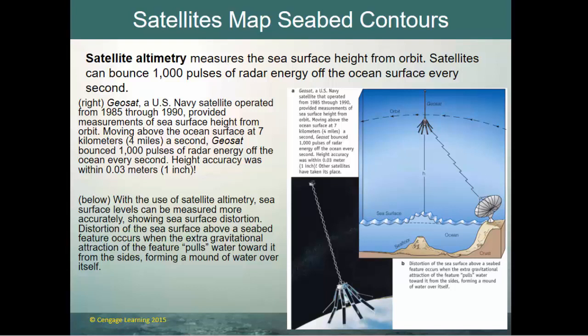But what we know about the sea is that the sea surface is not completely flat. Large pieces of crust, like a seamount, will cause gravitational pull to force water to mound up on top of it. And we can have a several foot difference between sea heights at the edge of a continent and sea heights in the middle of the ocean. And this is all done through satellite altimetry.